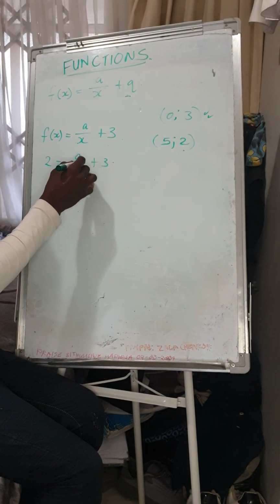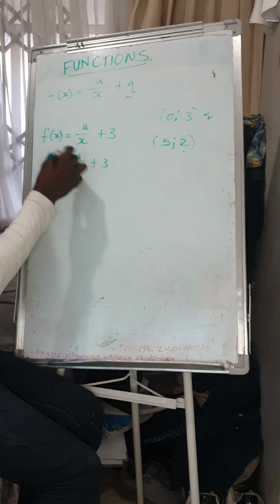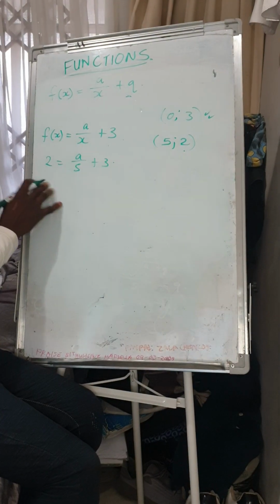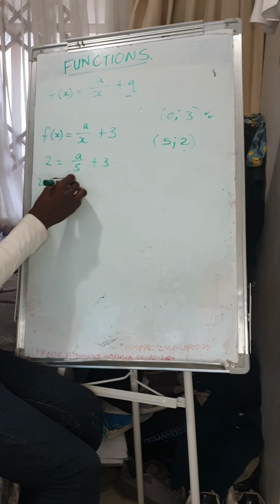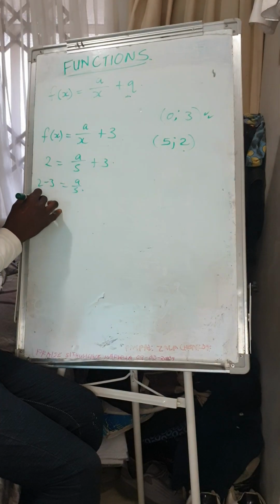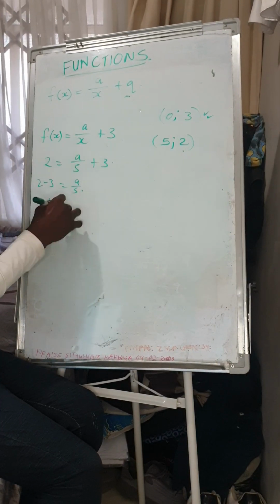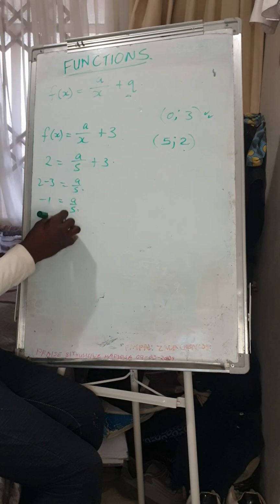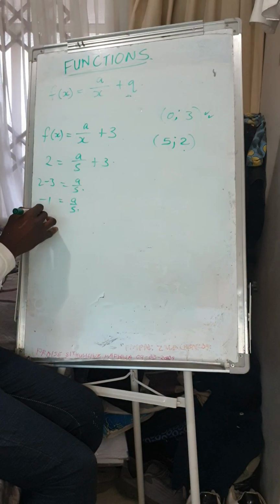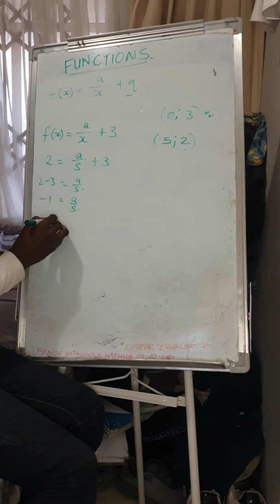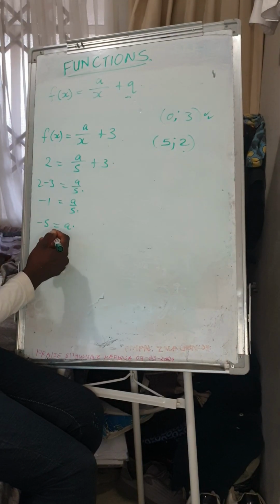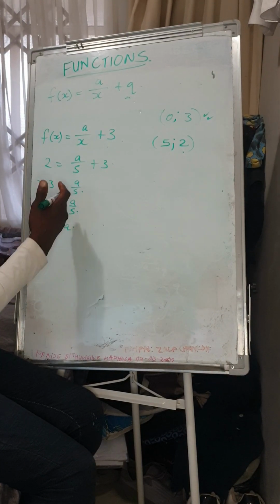Working that, you can take this one the other side. Alright, let me work it out. 2 minus 3 equals a over 5. So now you have minus 1 equals a over 5. Working out the value of a. So cross multiplying, you notice that minus 5 equals a. So now you have a new thing here. Minus 5 equals a.